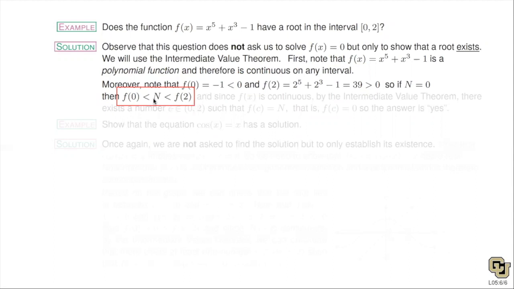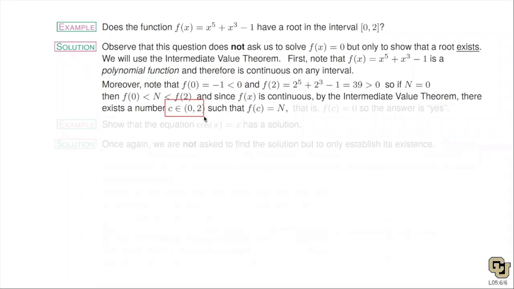So capital N is in the range of this continuous function. And since it's a continuous function, by the intermediate value theorem, there must be an input that gets sent to this output. Because this proves capital N is within the range of our continuous function. So every number in between, because it's a continuous function, is being hit. So since f of x is continuous, by the intermediate value theorem, there's a number c in between 0 and 2, an input in the domain such that that input gets sent to n. F of c equals n, and capital N is 0. So what we're saying is f of c equals 0.